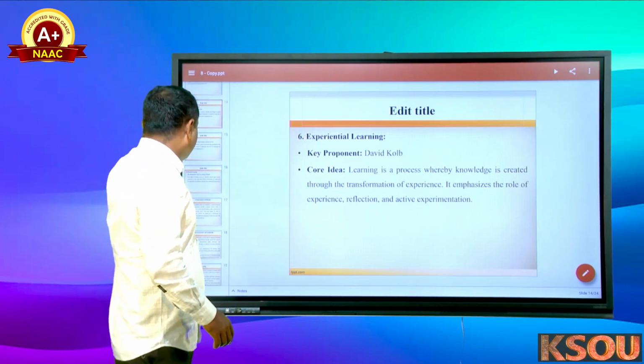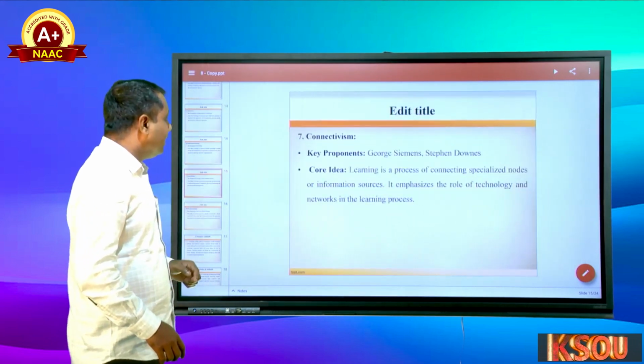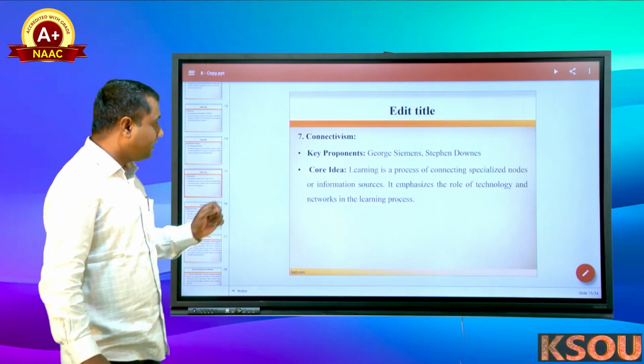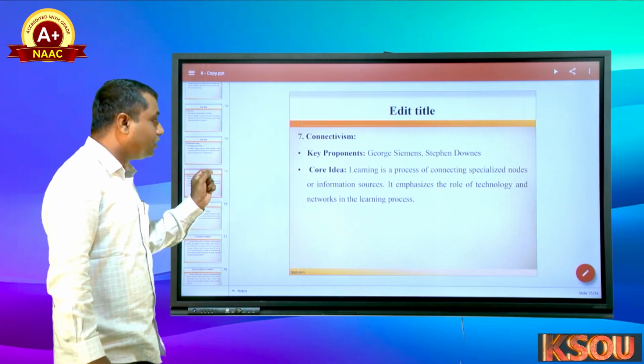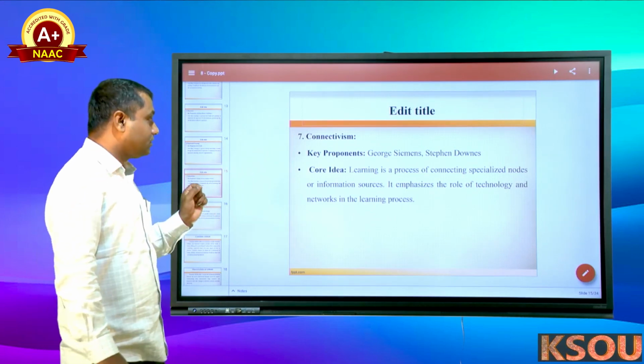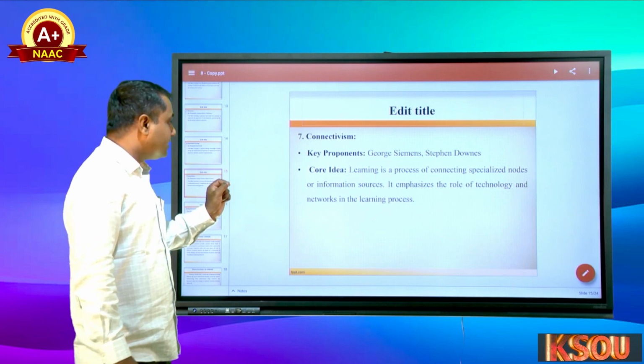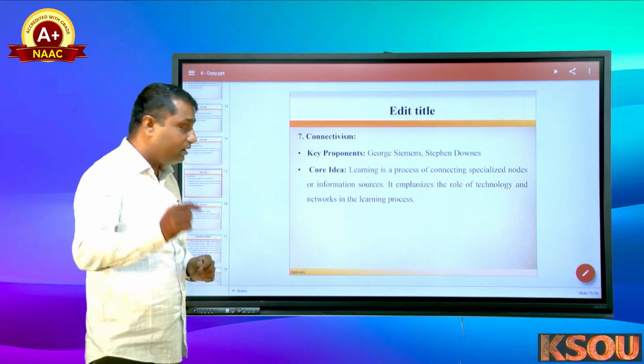The next, 7th theory, connectivism theory, tells about the process of connecting specialized nodes of information sources, and the role of technology and networks in the learning process.